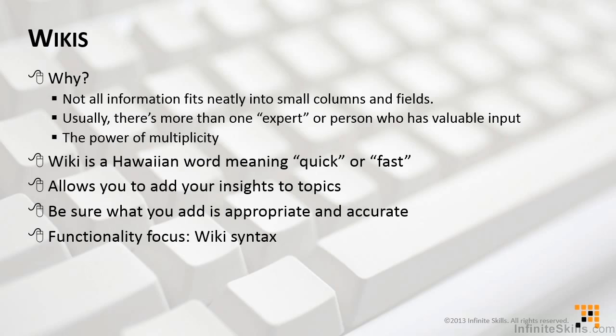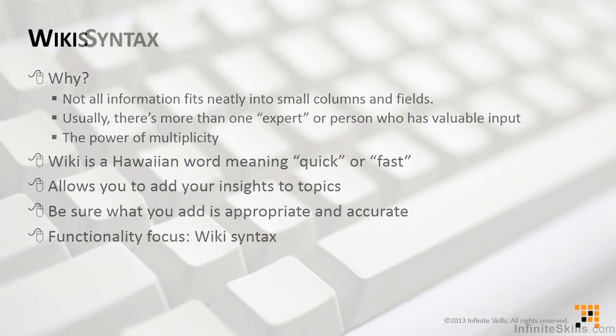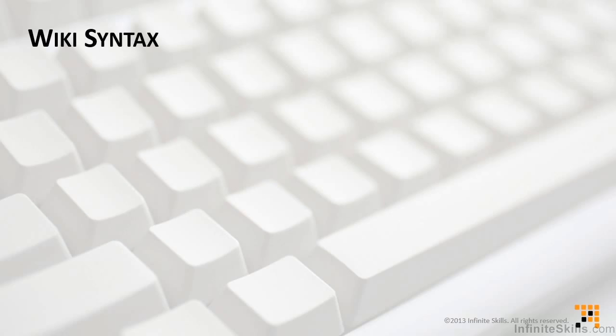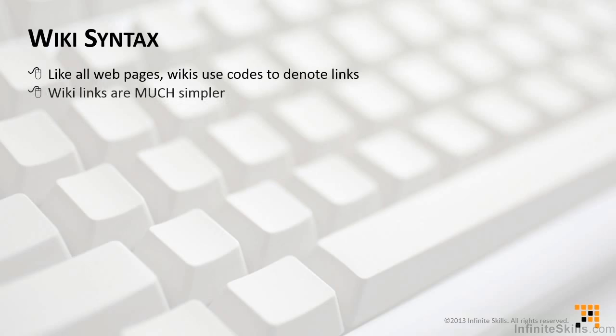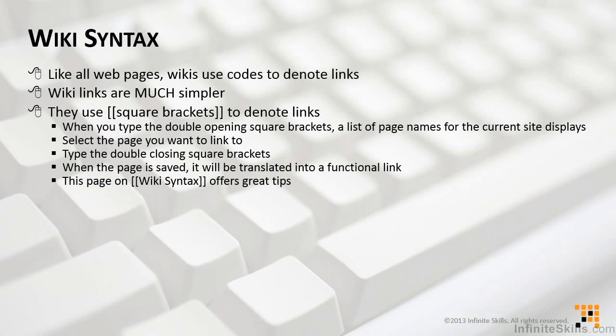Well, not exactly, because the very last bullet point that we have here, our functionality focus, is called wiki syntax. Wikis actually have a very special syntax for working with links. So what is this wiki syntax? Well, like all web pages, wikis use codes to denote a link. And what would web pages be without a link? Wiki links, however, are much simpler than typical HTML links. They use double square brackets to denote links. So when you're typing along and you want to link to something, you simply put whatever it is you want to link in double opening square brackets.